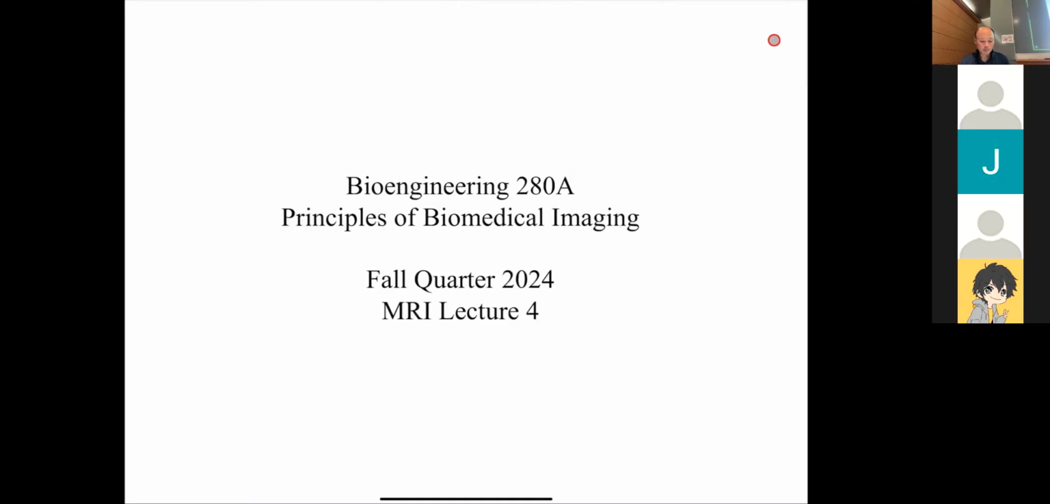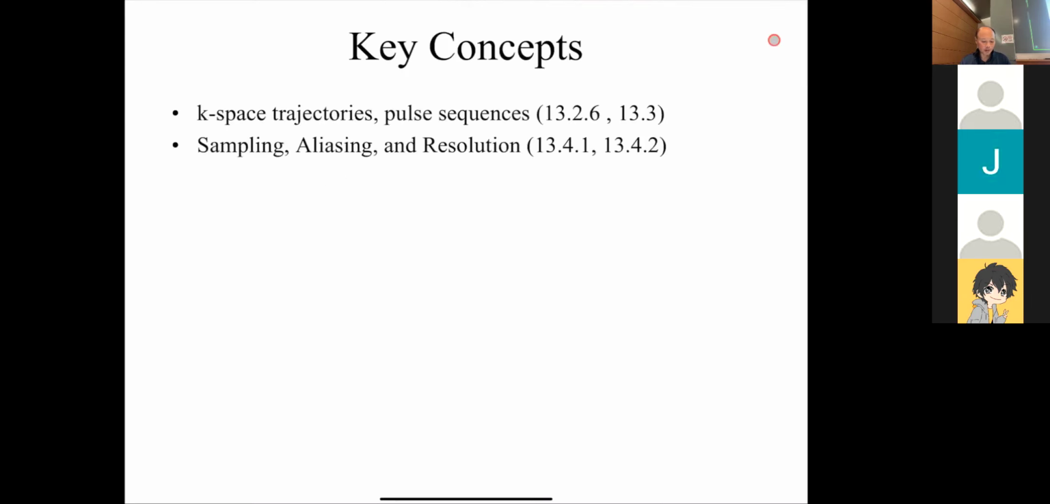So let's see. Today we're going to cover K-space trajectories and pulse sequences, and getting to sampling, aliasing, resolution, and go over what the design requirements are for designing an MRI acquisition. By the end of today's class, hopefully you have a sense of what goes on under the hood when the MRI technologist sits down and types in some requirements, and what that software actually does. Okay.